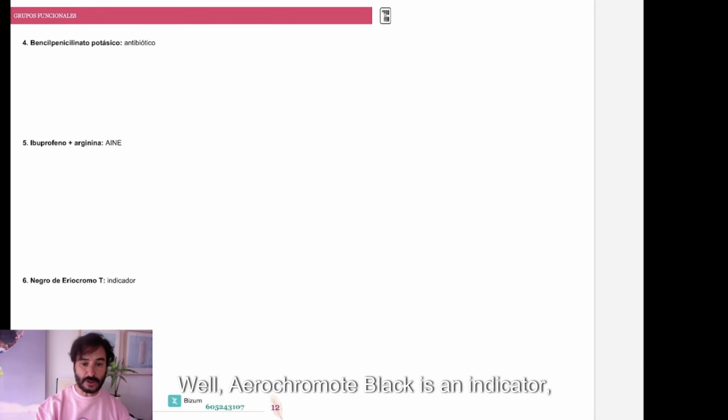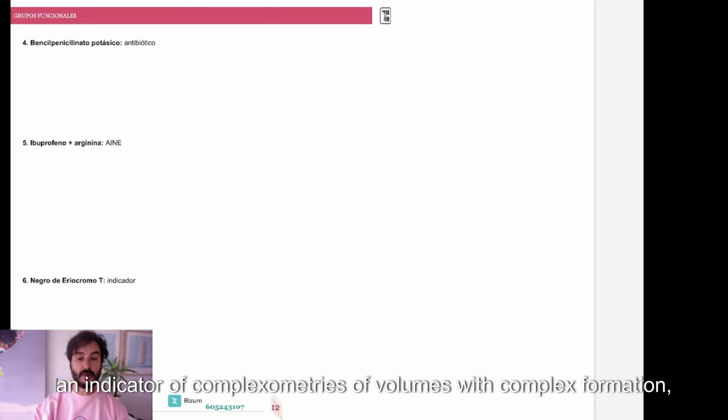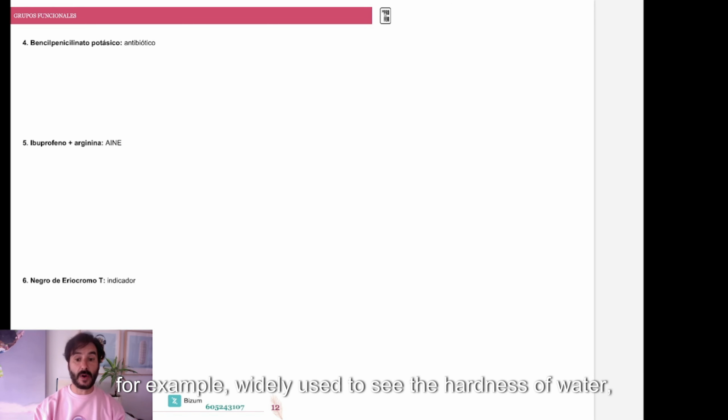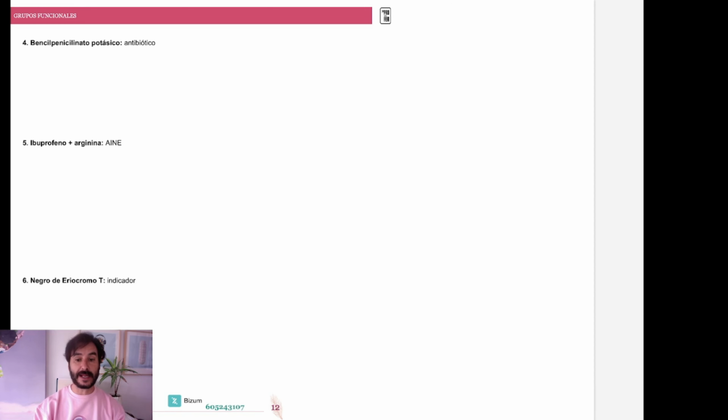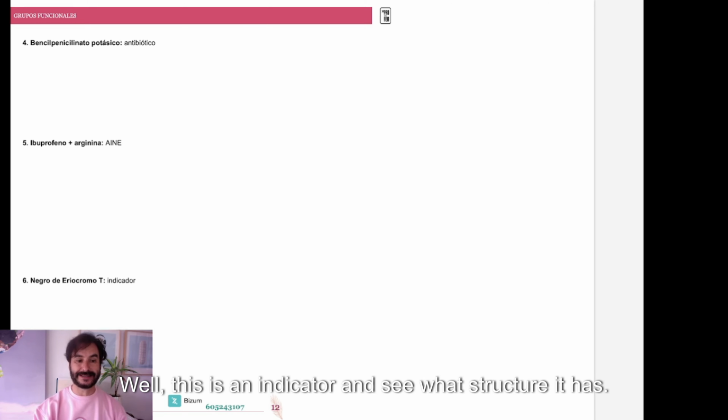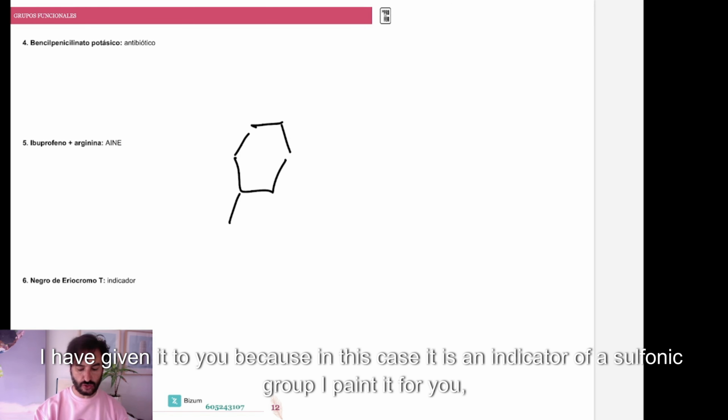Well, Eriochrome Black T is an indicator of complexometric volumetrics with complex formation. For example, it is widely used to measure the hardness of water, the amount of metals such as calcium and magnesium, which form complexes with EDTA. Well, this is an indicator, and see what structure it has. I have given it to you because in this case, it is an indicator with a sulfonic group. I paint it for you.